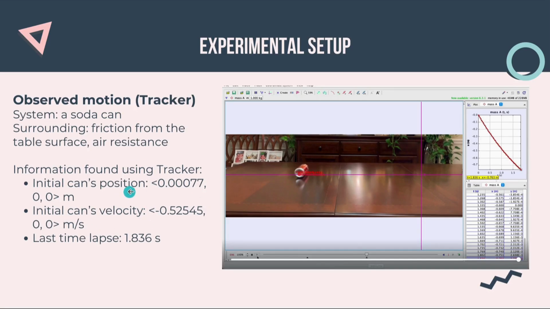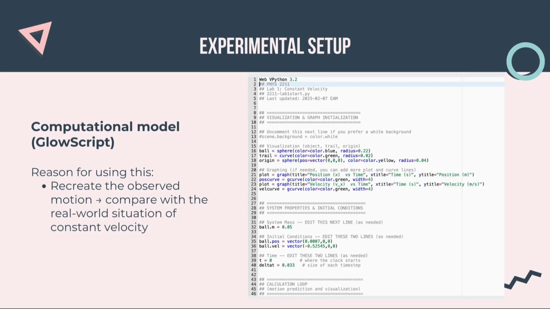And here is some important information that I found from using Tracker. The initial position of the can is here, and it is at 0.0077 on the x-axis. The initial velocity of the can is 0.525 in the negative direction, meaning it's going toward the left. And the last time lapse is 1.836. All of this information I'm going to put in CloseScript later on.